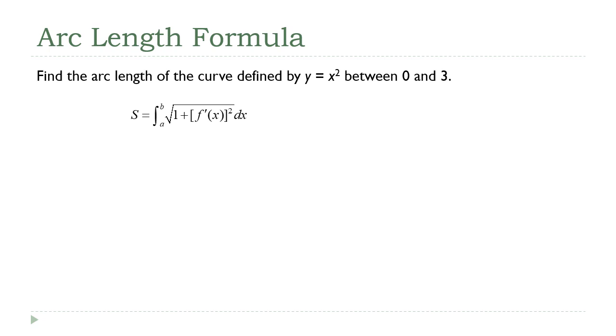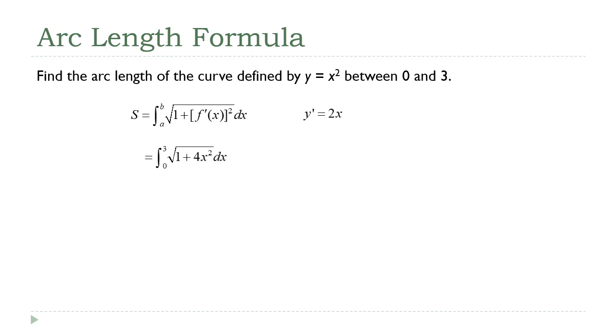So where are we going to start? Well, we need the derivative, right? If y equals x squared, then y prime equals 2x, which is continuous, right? So we've met the requirements to use our formula here. So I'm going to do a substitution. I'm going to put 2x in there for f prime, and this becomes the integral from 0 to 3 of the square root of 1 plus 4x squared.